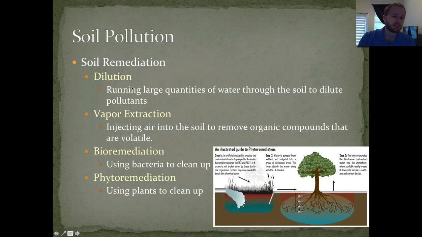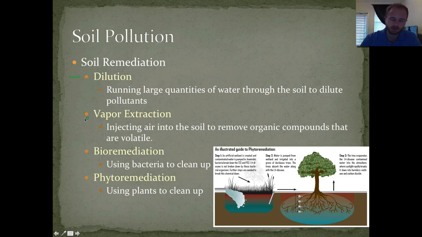Different ways to clean these up once you have problems with soil, and some of these are pretty neat. We have dilution to begin with, and what do you think you do with dilution? You just add a lot of water into it and dilute the stuff, kind of like what you would do in chemistry. If you have too high of a concentration of something, you put a lot of water with it and it dilutes it. That's what they do. They pump a lot of water through a system.